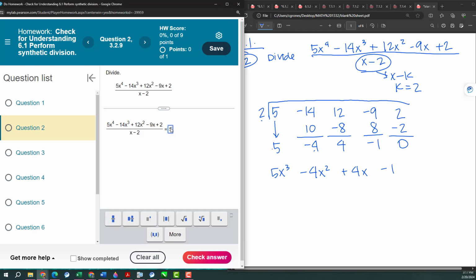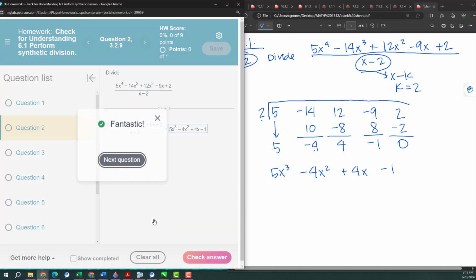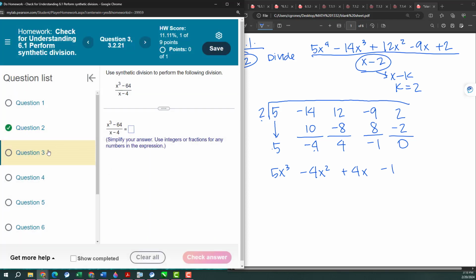Okay, so 5x cubed minus 4x squared plus 4x minus 1. Okay, so you will have a question like that on the test. And there will be a question like this, number 3.